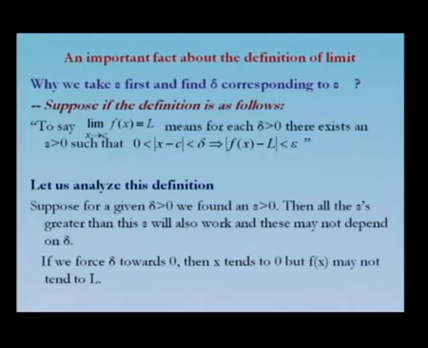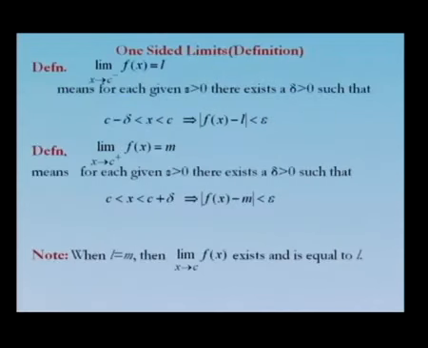So this is not a valid definition. Now let us come to one-sided limits. Let us define this. First we will define the left hand limit. We denote it as limit x tends to c minus f(x) equals L, which means for each given epsilon greater than 0 there exists a delta greater than 0 such that c minus delta less than x less than c implies mod f(x) minus L is less than epsilon.